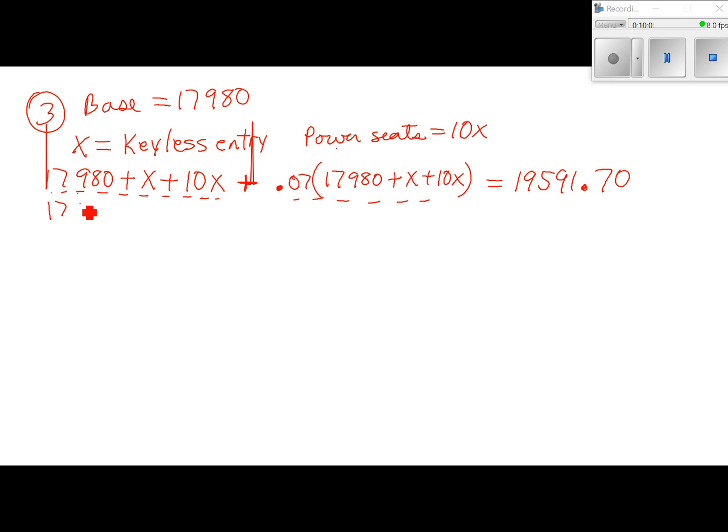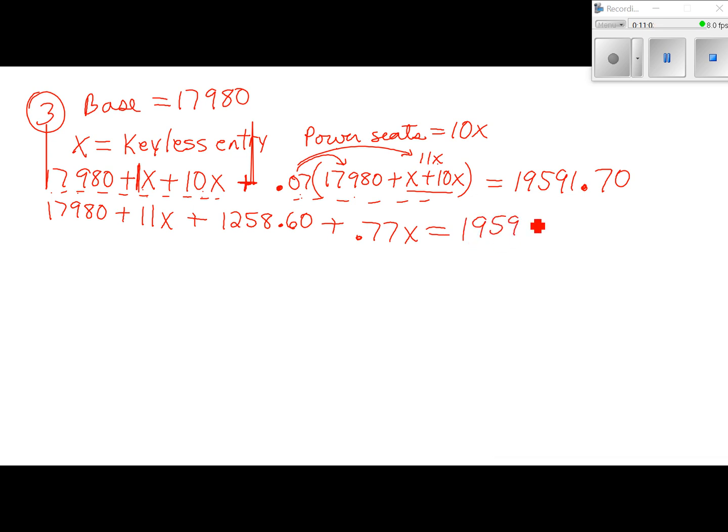Now, all we're going to do here is a little math: 17,980 plus 11x. Remember, this is like a 1x, so 1x and 10x give us 11x, plus, then you take your calculator and you just multiply. You can put these together first, that's 11x in there if you want to, before you do this distributing. You're going to distribute that out and multiply everything inside those parentheses times 0.07. And when you do it, the first part, 0.07 times this, comes out to be 1,258.60, plus then the 0.07 times 11x. You just take 0.07 on your calculator times 11 and put the x with it. That comes out to be 0.77x, and that all should still equal 19,591.70.